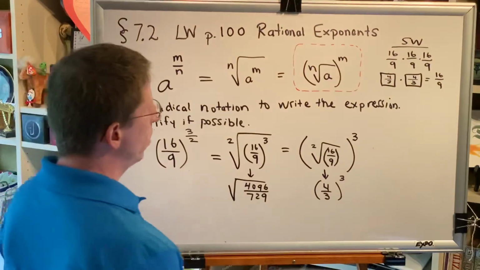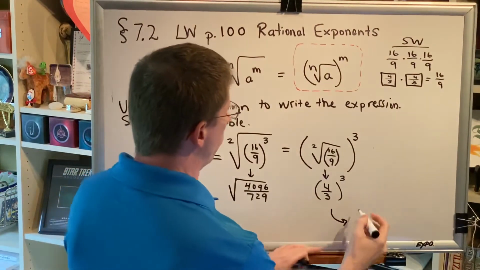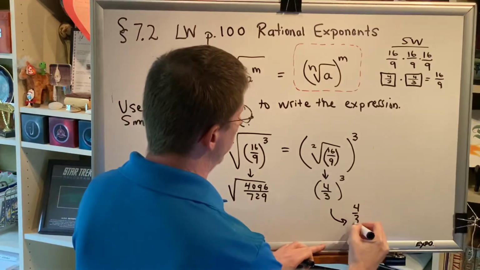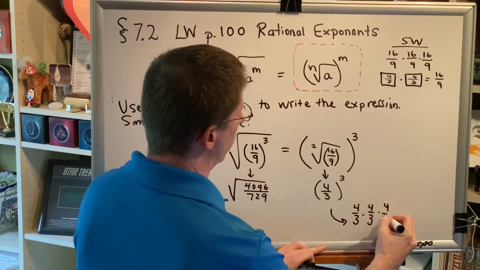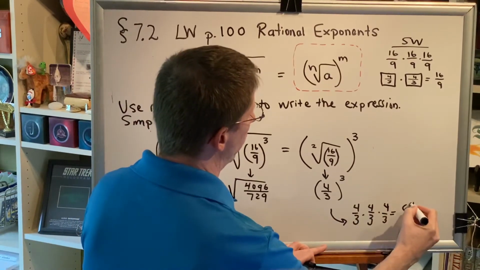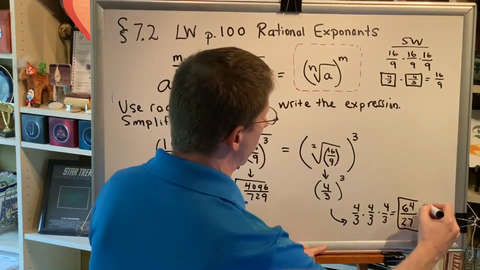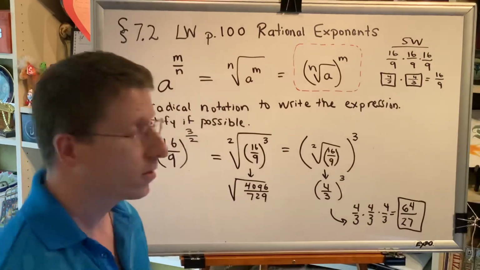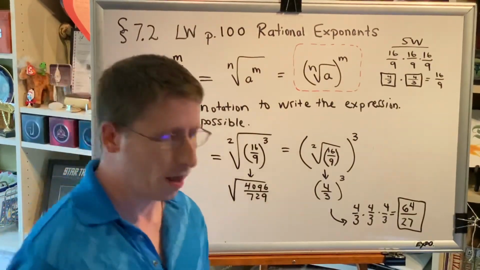Okay, so let's continue to work with this one since it seems easier. 4/3 cubed. Well, that's just 4/3 times 4/3 times 4/3. 4 times 4 times 4 is 64. 3 times 3 times 3 is 27. So we get the final answer, 64/27. Let's try another one.